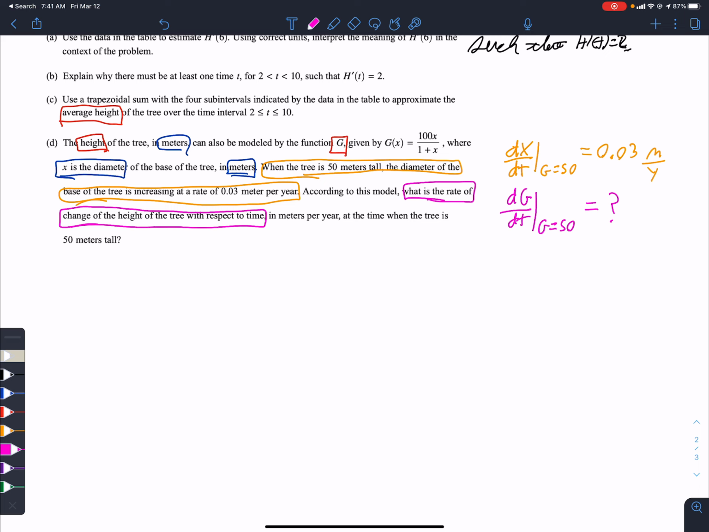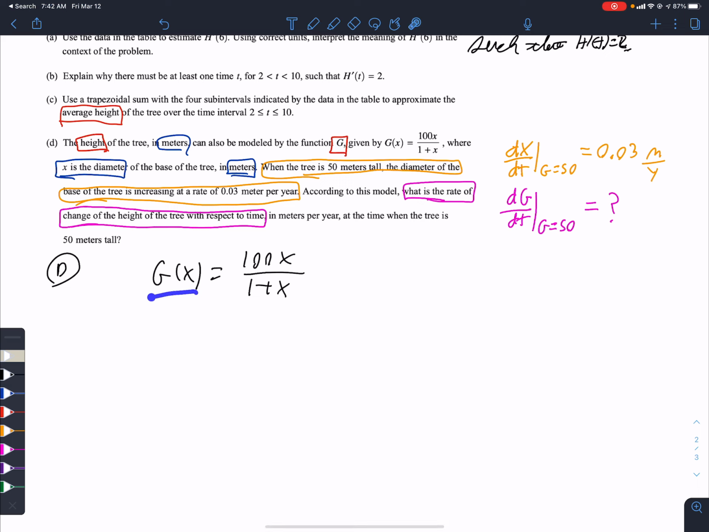So if you look at this, basically it's a related rates problem. You have 2 rates, the rate of growth of the diameter and the rate of growth of the height, and you have a function here where those 2 are related. So let's go ahead and write that down. This is part D, obviously. So we need to take the derivative of both sides with respect to time.